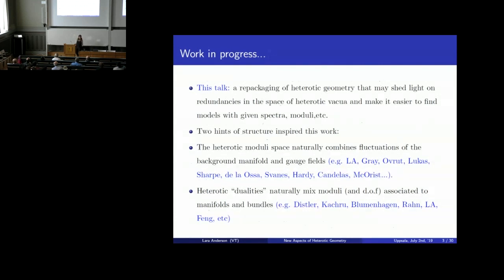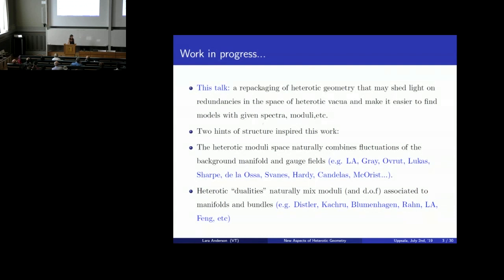And two bits of structure sort of inspired this work, and I want to tell you about each of them. The first is that it has been observed for quite a while in literature and in more detail in the last 10 years or so that the heterotic moduli space naturally combines fluctuations of the background manifold and gauge fields, specifically fluctuations of metrics and connections get combined in very specific ways in a heterotic compactification. And I'm going to talk about how to package that geometry in a way that makes the natural geometric objects a bit more obvious. And I also want to talk about dualities in quotes.